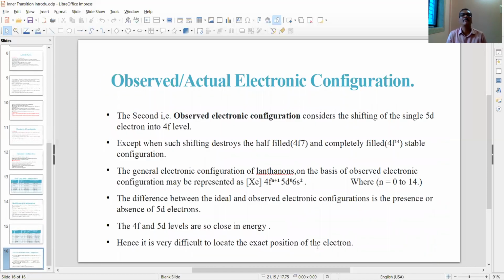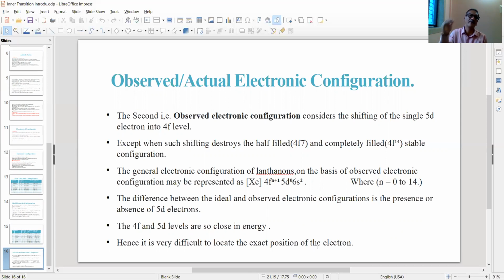The second type of configuration is the observed or actual configuration. This configuration considers the shifting of a 5d electron into the 4f level. Except for gadolinium, which has 4f7, and lutetium, which has 4f14, where the electron from 5d is not transferred to the 4f orbital. Here, the energy difference between the 4f and 5d orbitals is very small. They are very close, 4f and 5d.